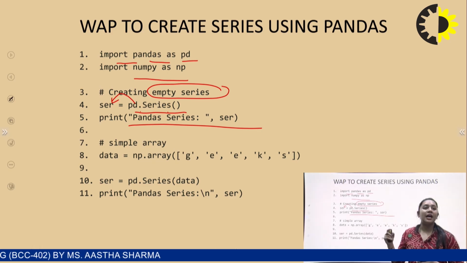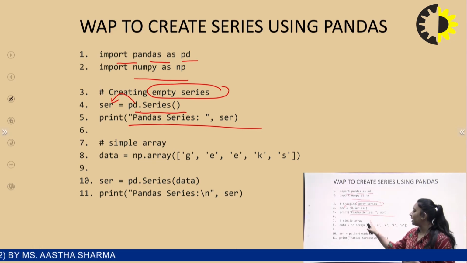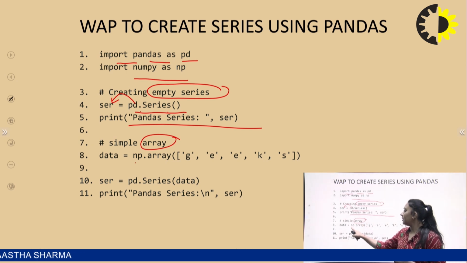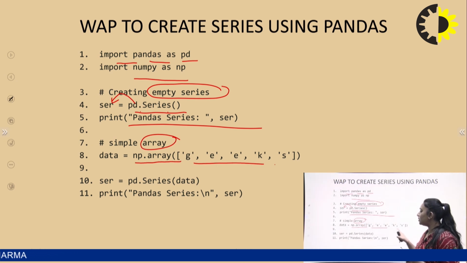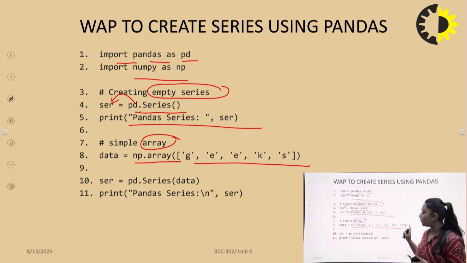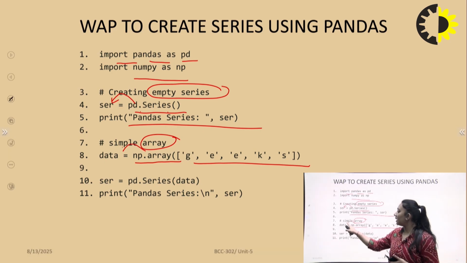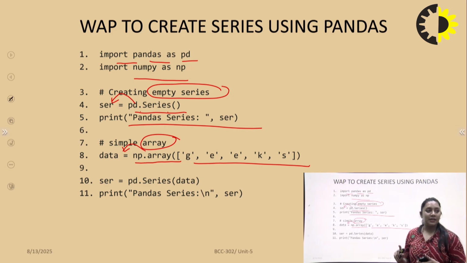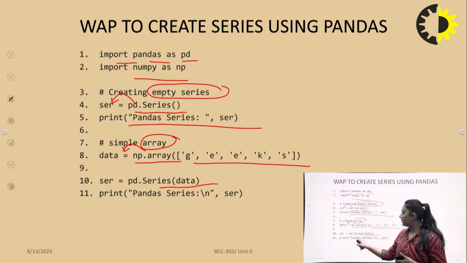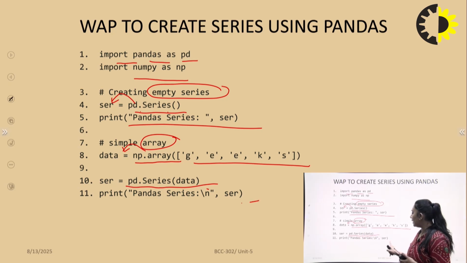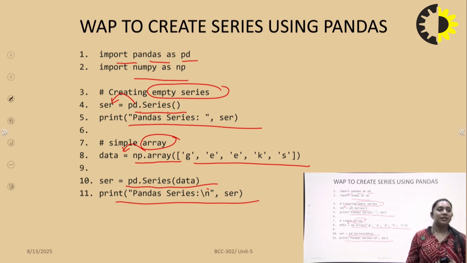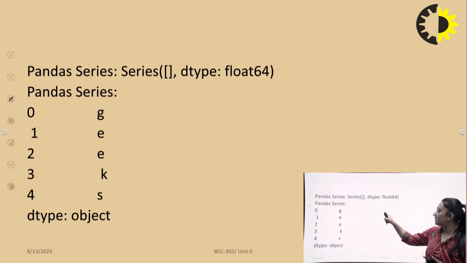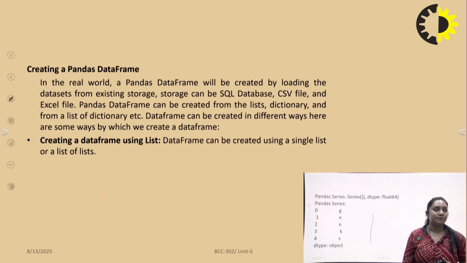Next, with the help of NumPy you can create an array. So simply np.array, you just create a list of strings. Next, this array is stored in a data variable. After that, passing the data to pd.Series, right, and printing the pandas series. So here is the series output.